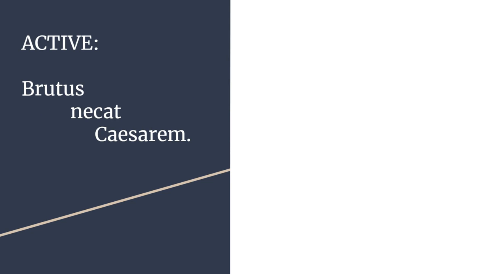Okay? All right, so here is an active voice sentence in Latin. Same sentence, relatively, that we had on one of the first slides here. Brutus necat Caesarem. Brutus is your subject. Caesarem, the em there, is your direct object. Necat is your verb. Brutus kills Caesar.